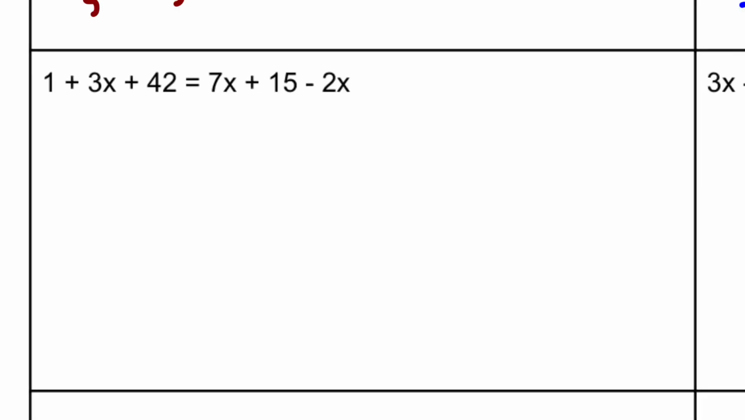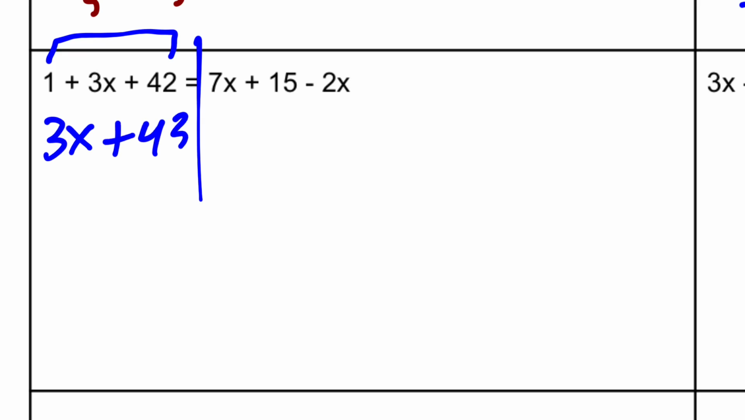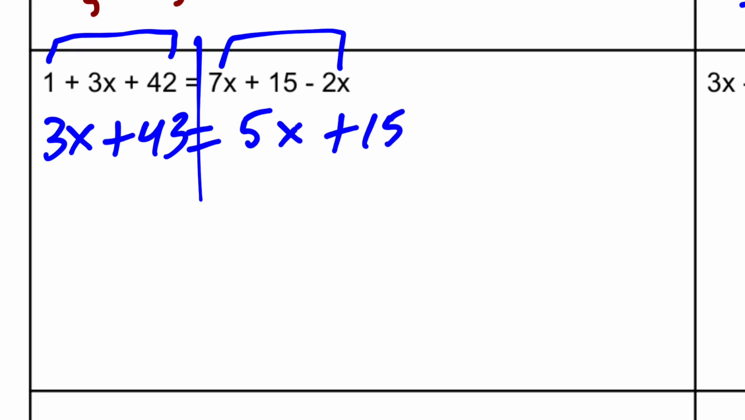A similar mistake that sometimes people make here is they put together all of the numbers, thinking 1 and 42 and 15, and put that over here somewhere. You can't do that. You can only combine like terms with the same side of the equal sign. So if this is my equal sign, you can only put together 1 and 42. So let's call that 3x plus 43. And on the right, I can only put together 7x and minus 2x, which give me 5x plus 15. So the first step is to combine like terms wherever I can.